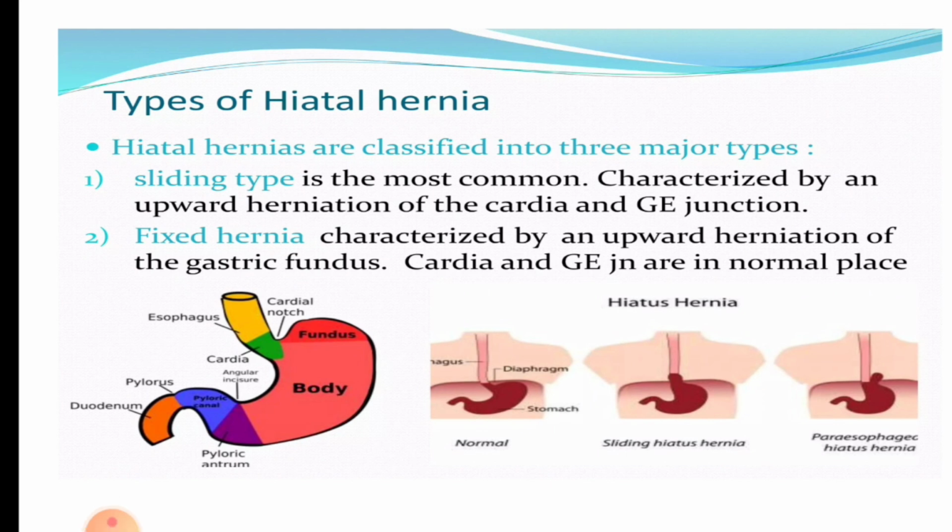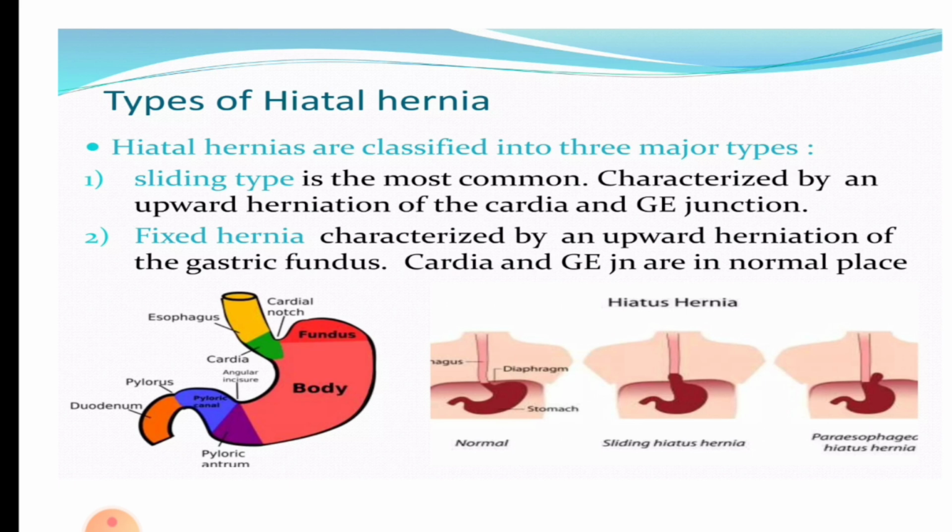Types of hiatal hernia is my today's topic. Hiatal hernias are classified into three major types. The sliding type is the most common, characterized by an upward herniation of the cardia and GE junction. Fixed hernia is characterized by an upward herniation of the gastric fundus, while the cardia and GE junction are in normal place.